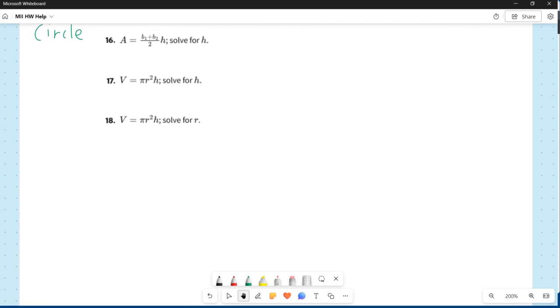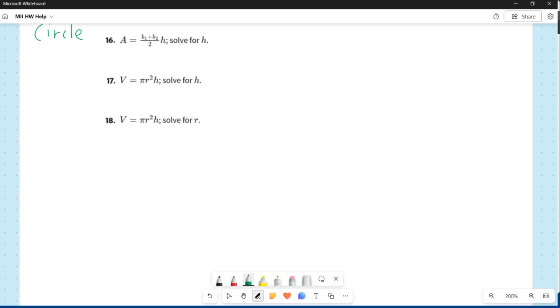Question 16. My formula here is A equals (B1 plus B2) over 2 times H. Again, as I referenced earlier, this has a geometric context, and if you know it, then that's great. We actually did discuss this in the old Math 1 curriculum, so if you recognize it, that's awesome.